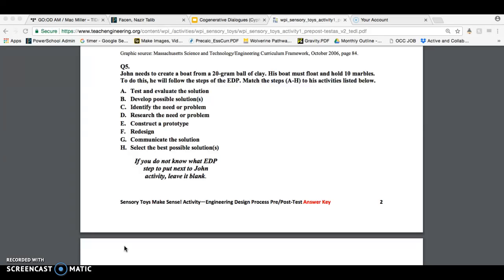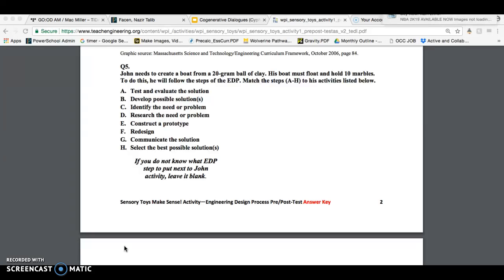The scenario says, John needs to create a boat from a 20-gram ball of clay. His boat must float and hold 10 marbles. To do this, he will follow the steps of the engineering process. Match the steps A through H to his activity listed below.